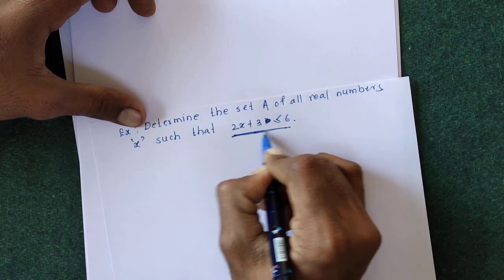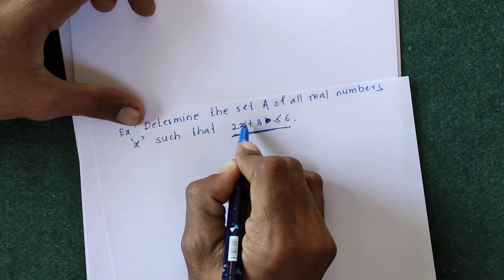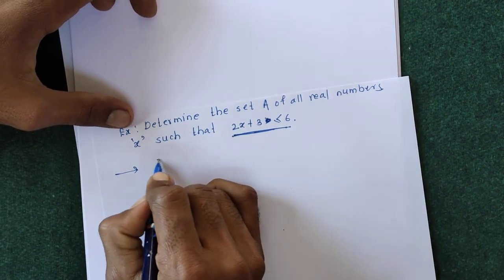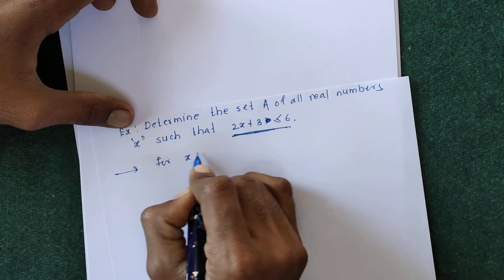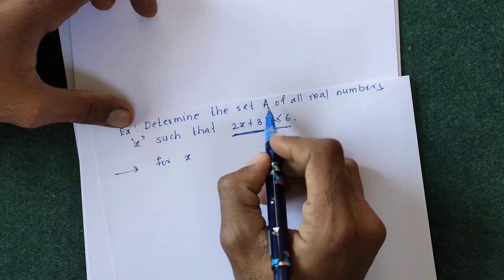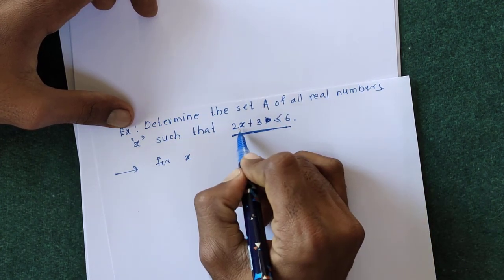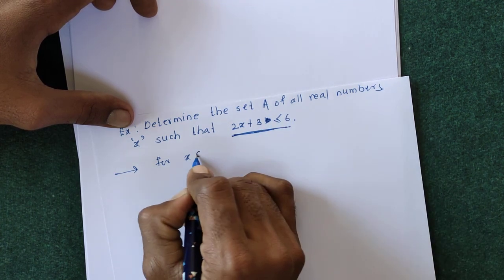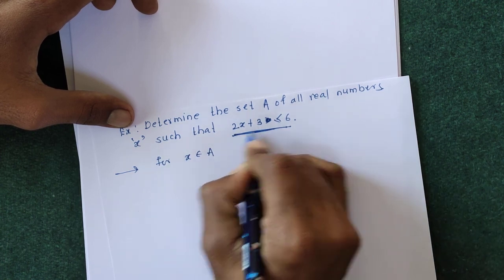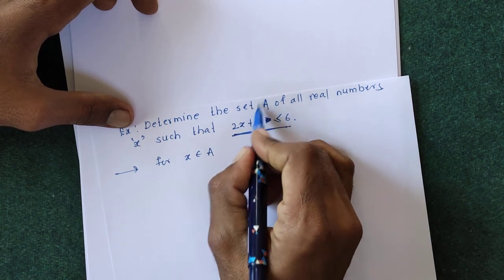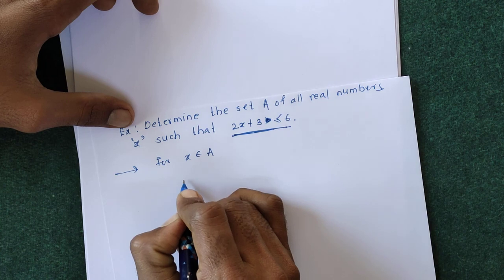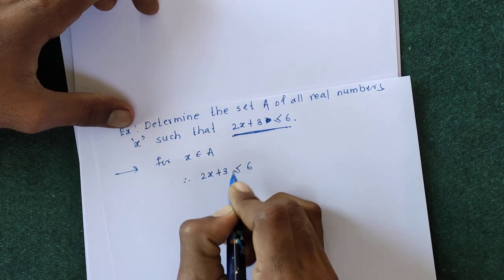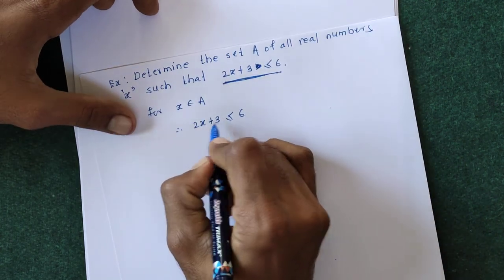That is, we have to find the set of all real numbers x such that the real number satisfies this property. Now we can solve this example easily, because if you take the set A as x belongs to the real numbers such that x satisfies this property, that is 2x plus 3 is less than or equal to 6. So if we take an element of A, then that element must satisfy this property, because all the elements of A satisfy this property. Therefore we can write 2x plus 3 is less than or equal to 6.